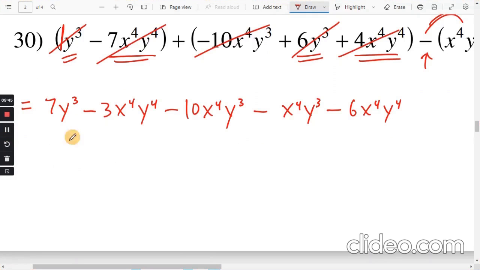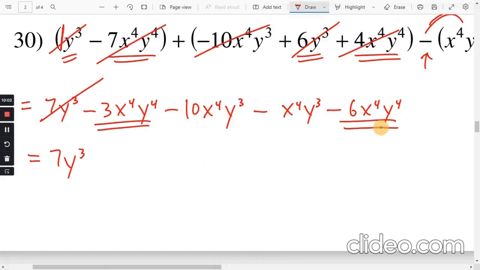So 7y to the 3rd. There's no other one with y to the 3rd. And here we have x to the 4th, y to the 4th, x to the 4th, y to the 4th. So this is negative 3 and this is negative 6. Negative 3 plus negative 6 is negative 9. And you want to keep x to the 4th, y to the 4th. Okay, cross both of those off.